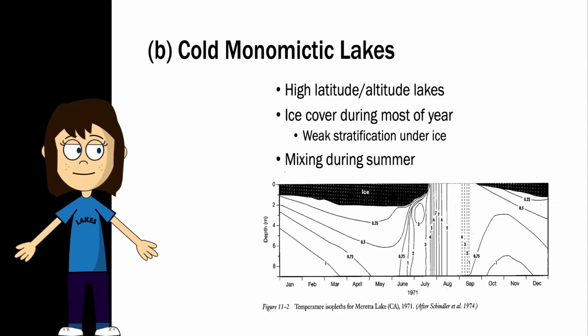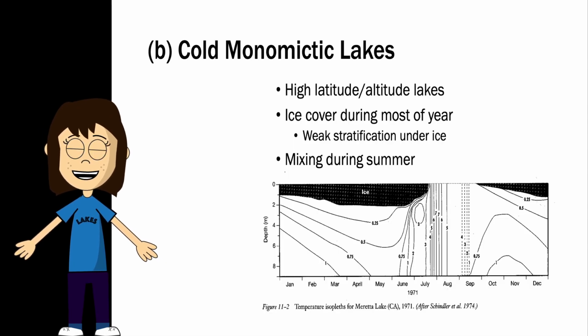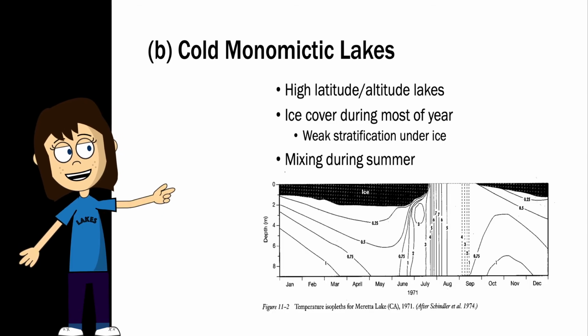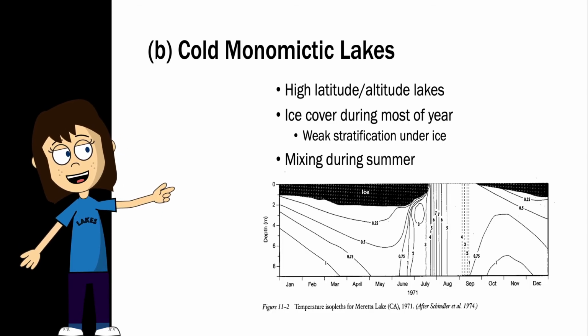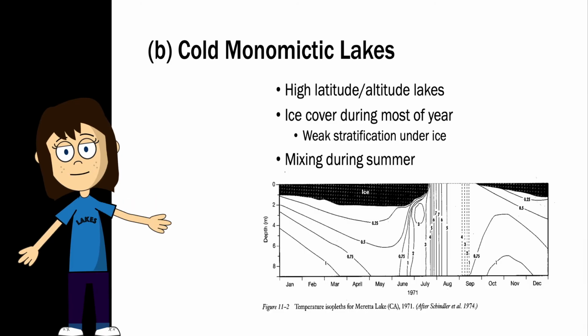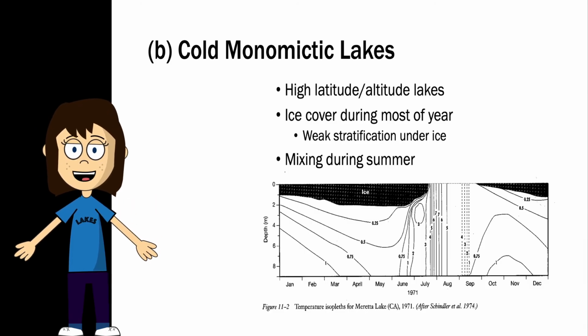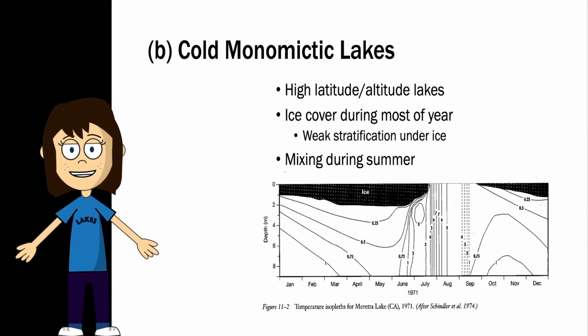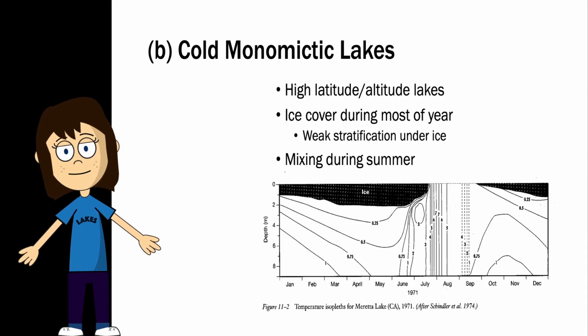Cold monomictic lakes are lakes that mix once per year during the summer. They tend to be high latitude or high altitude lakes that are ice covered during most of the year, and they're weakly stratified under ice. When the ice melts in the summer, the lakes become isothermal, but never get warm enough to stratify.